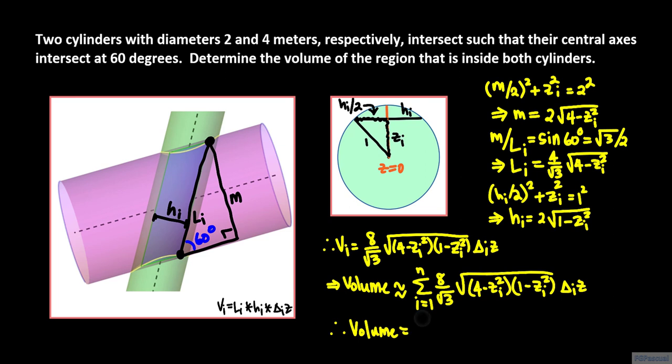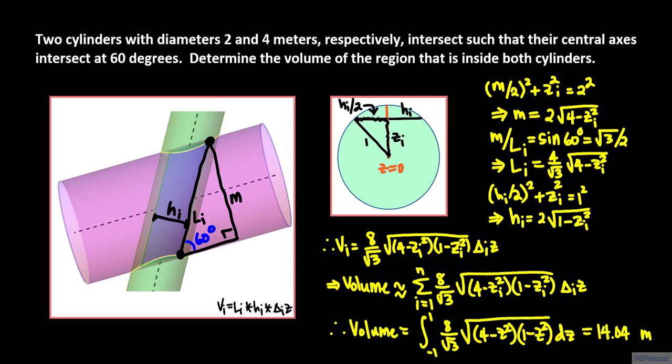Therefore, the volume of the region is equal to the integral of 8 divided by the square root of 3 times the square root of the product of the quantities 4 minus z squared and 1 minus z squared. The lower limit is z equals minus 1 at the bottom of the small cylinder, and the upper limit is z equals 1 at the top of the small cylinder. This is not an elementary integral, but calculating the value numerically, we find that the volume of the region is 14.04 cubic meters up to 4 significant digits.